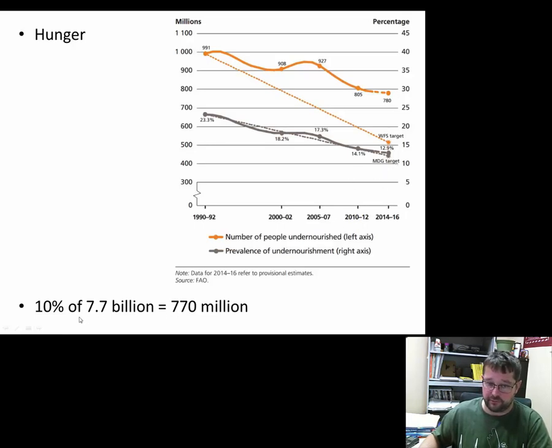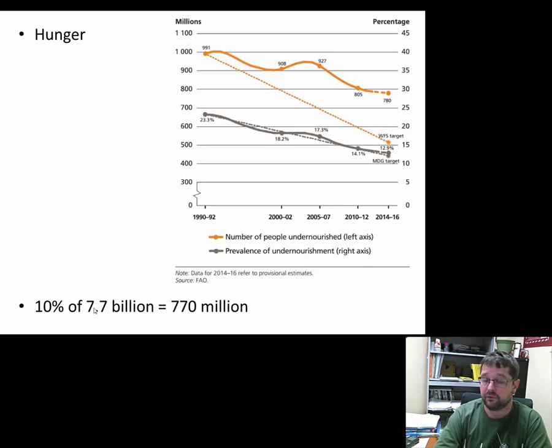But think about that. 10% of 7.7 billion or 7.6 billion is 760 or 770 million people who are undernourished in the world. This is a huge deal, especially when you put that into perspective in the country that we live in. If you're watching this from another country, I'm talking about the United States. The United States of America has 350 million people. We are the third largest country on the planet.